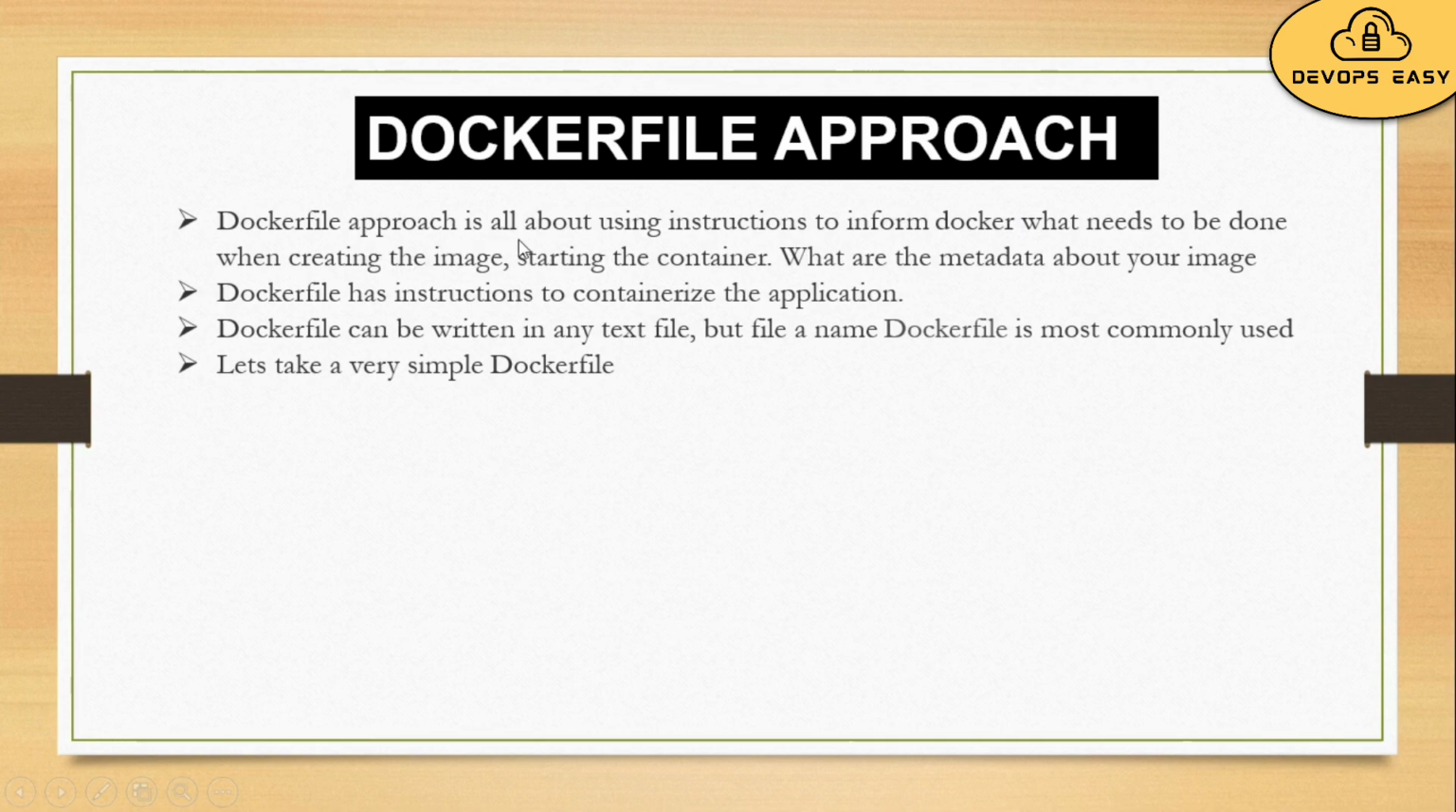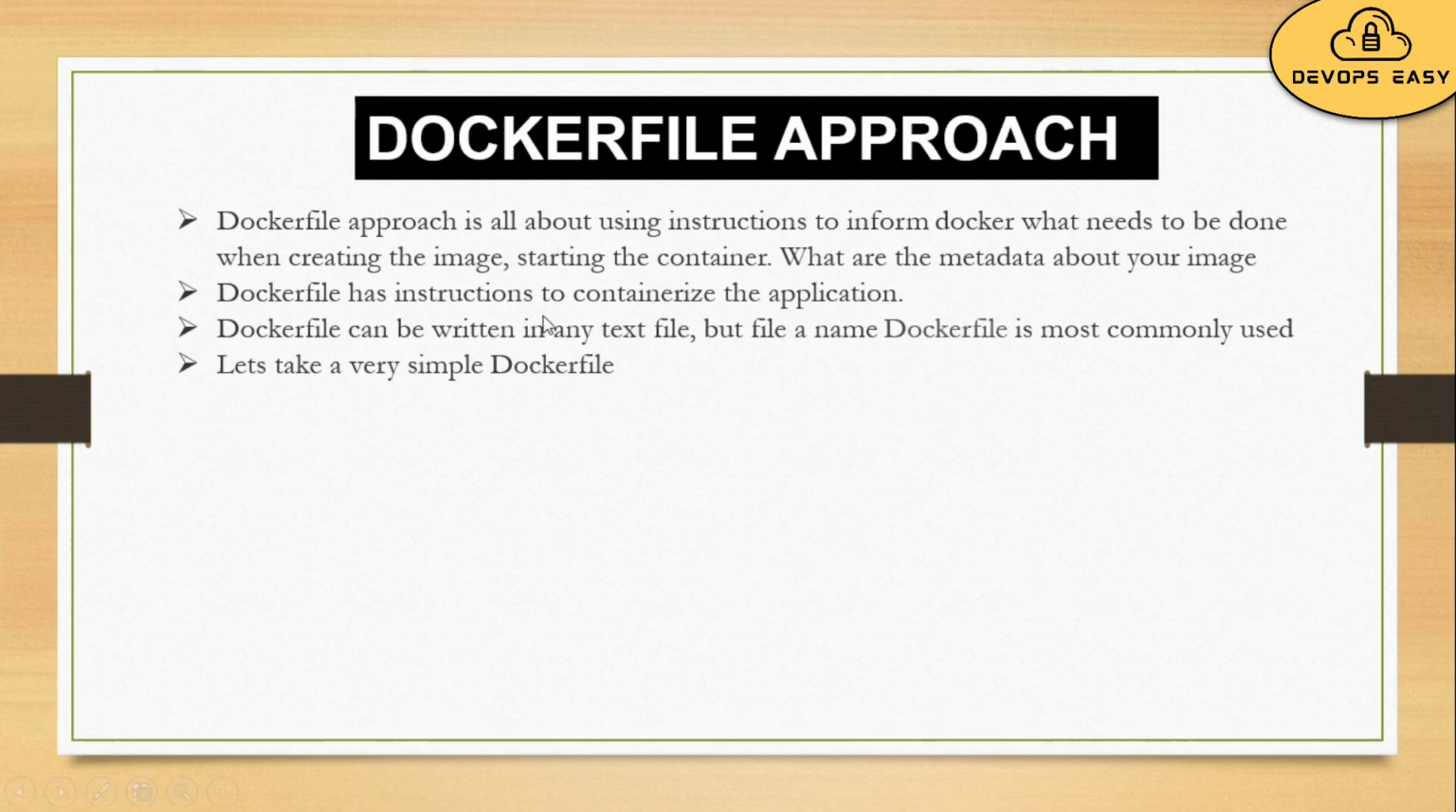I will explain. So Dockerfile approach is all about using instructions to inform Docker what needs to be done when creating the image, starting the container. So all these terms you will understand. Okay. Dockerfile is nothing but a simple text file. In the Dockerfile you will have instructions. In the last class I attended an interview, he asked me what is a Dockerfile. I told him it's a simple text file. Then he asked what will be inside the Dockerfile. I told him inside the Dockerfile we will have instructions. That's it, not more than that.